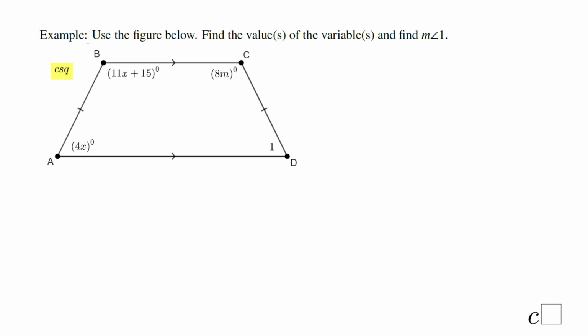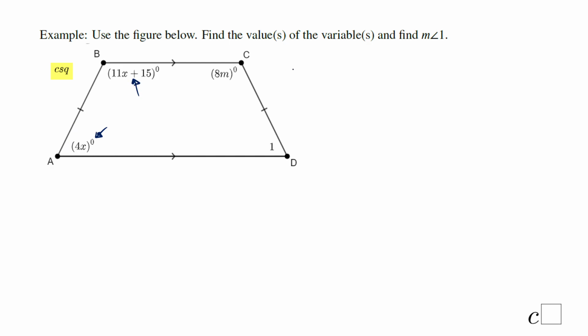A very similar problem, only difference, we have some variables there, so we have to use some algebraic equation to solve it. Find the values of the variables and find the measure of angle 1. So first of all, I'm going to have to find this x, and I'm going to look to this expression and this expression, which represent the measure of angle A and B.